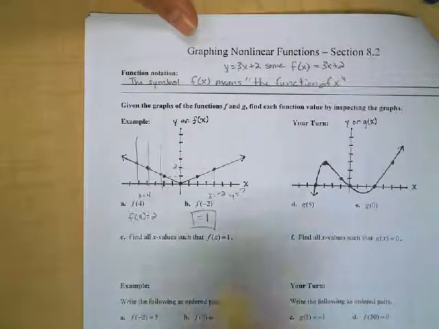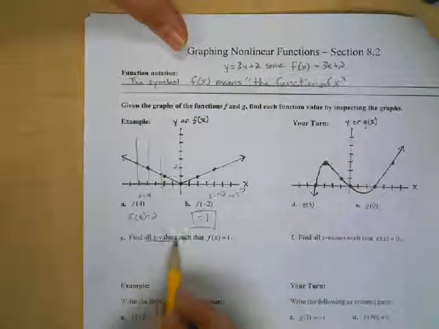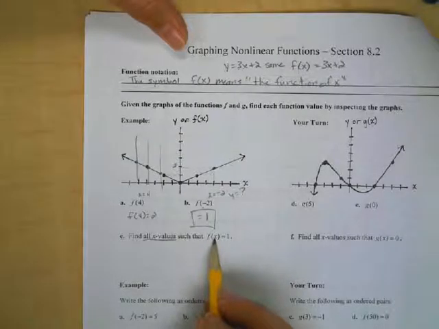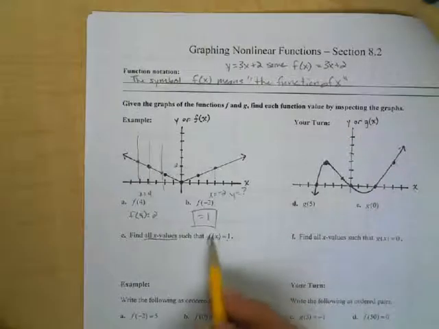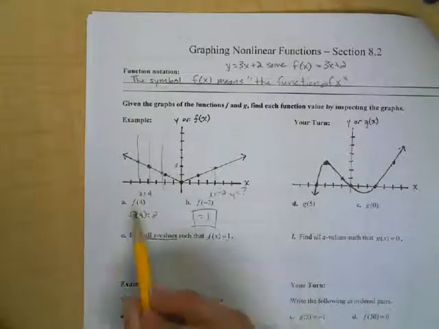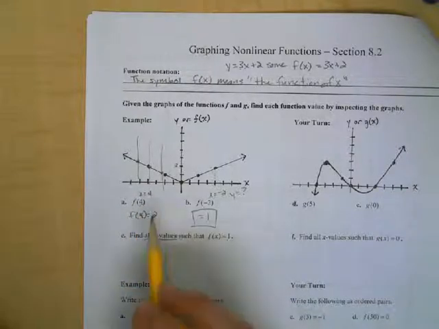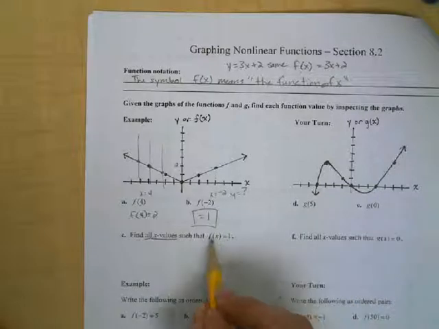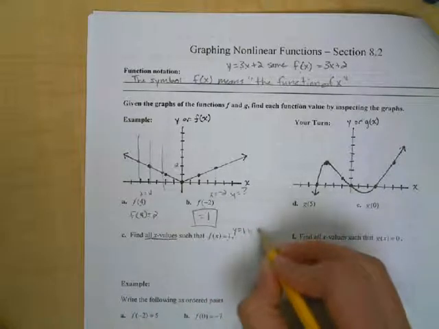Now here it's a little bit different. It says find all x values, all being key, such that f of x is equal to 1. So now they want to know where is my function equal to 1. Before, when x is 4, what is the function equal to? Here, when my function is 1, what is my x? So essentially they're asking when y is 1, x is equal to what?